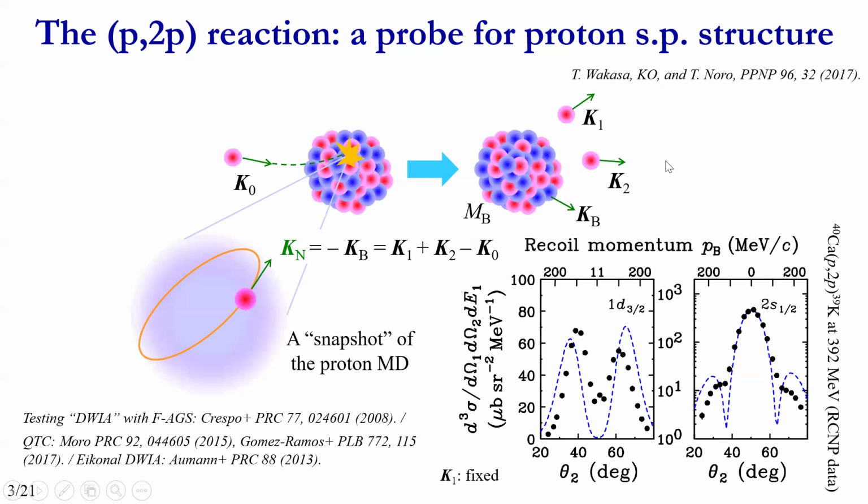And we have 10 variables, right? Three momenta each, and the mass of the reaction residue B. But we have energy and momentum conservation, so only 6 out of 10 are independent. So for example, if we measure the momenta of the two outgoing protons, kinematics are completely fixed. This is called a kinematically complete measurement.